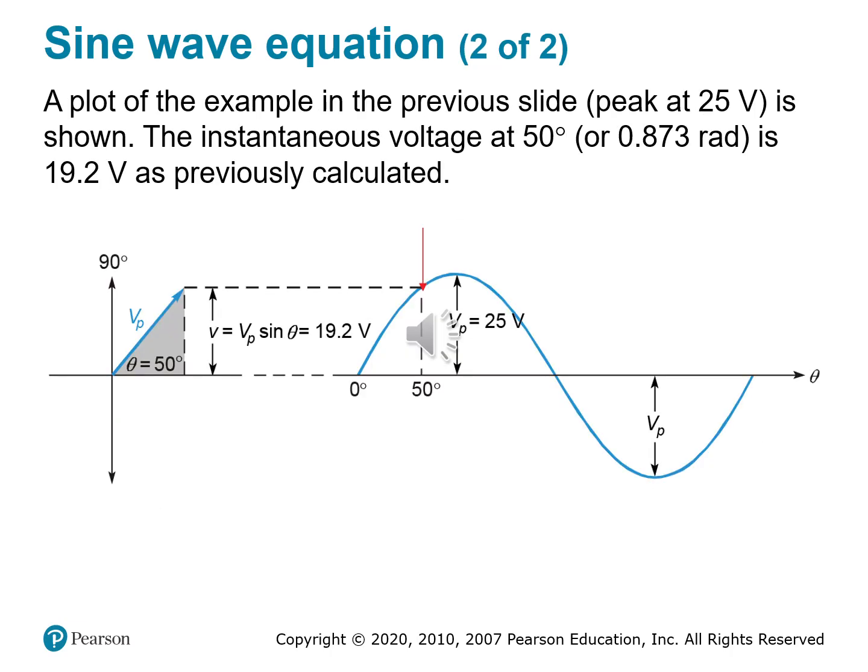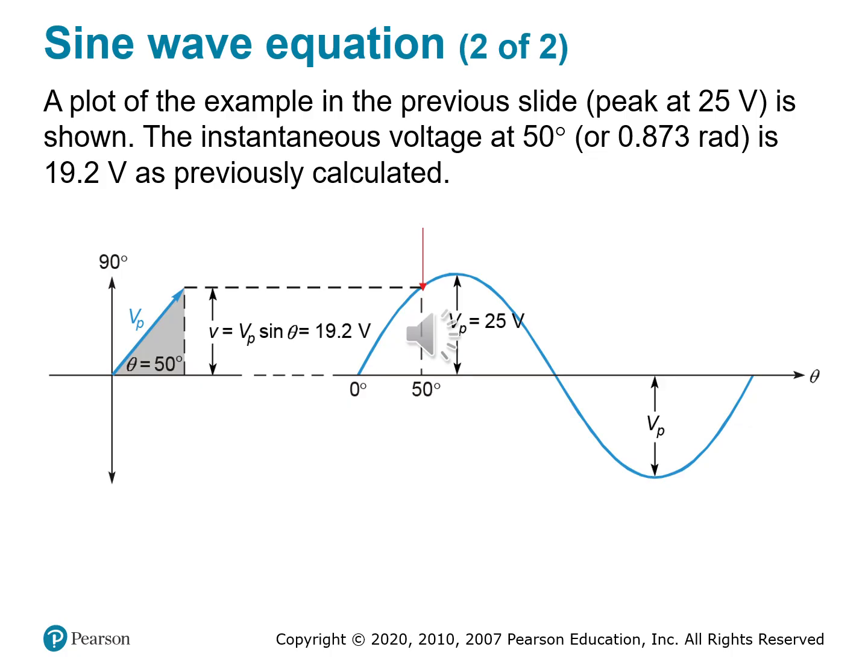Let's go to work on visualizing the math, right? So plotting the instantaneous voltage. In the last slide, we used the sine wave equation to calculate the instantaneous voltage at some specific angle. So V being equal to V sub P times sine theta. And we found out that for a 25 volt peak voltage at 50 degrees, or at 0.873 radians, the instantaneous voltage was 19.2 volts. And here on this slide, you'll see that the result is plotted on the sine wave.